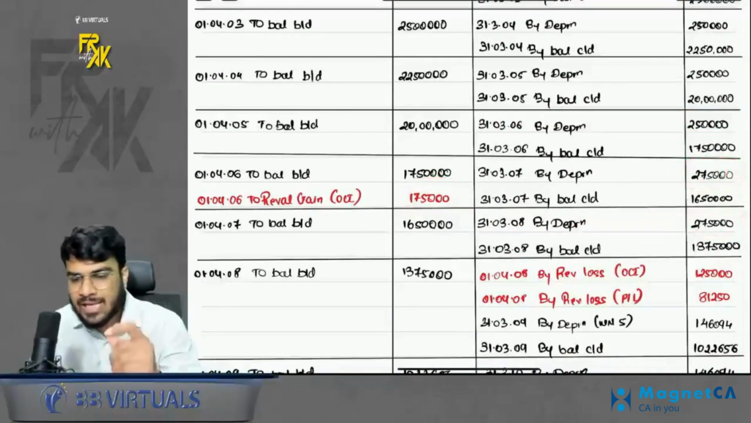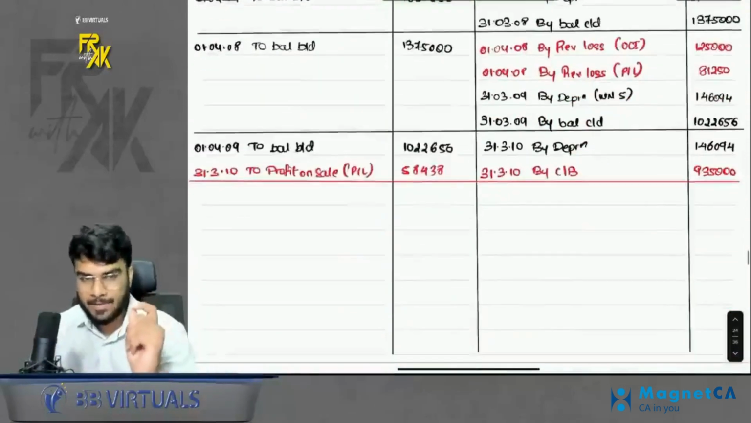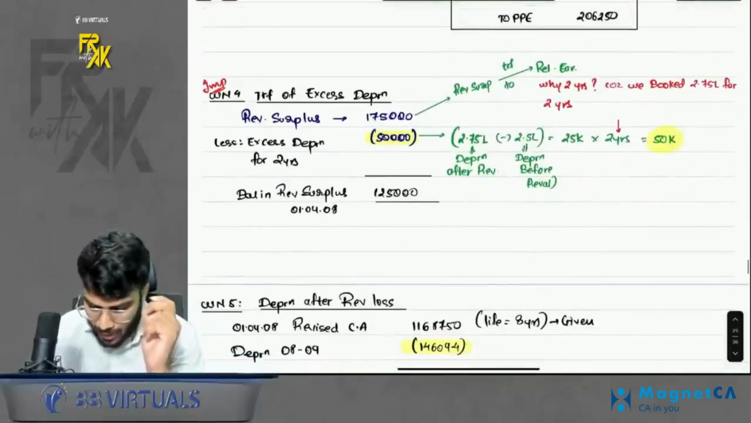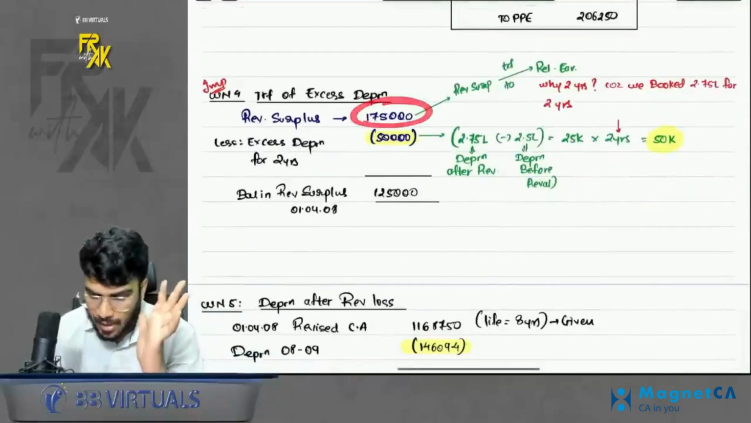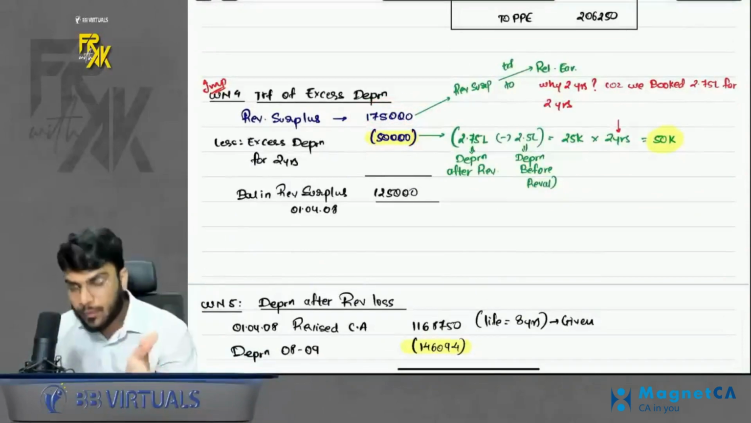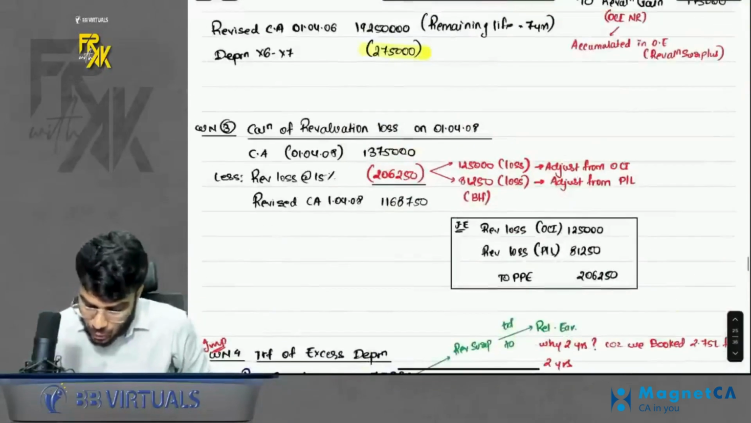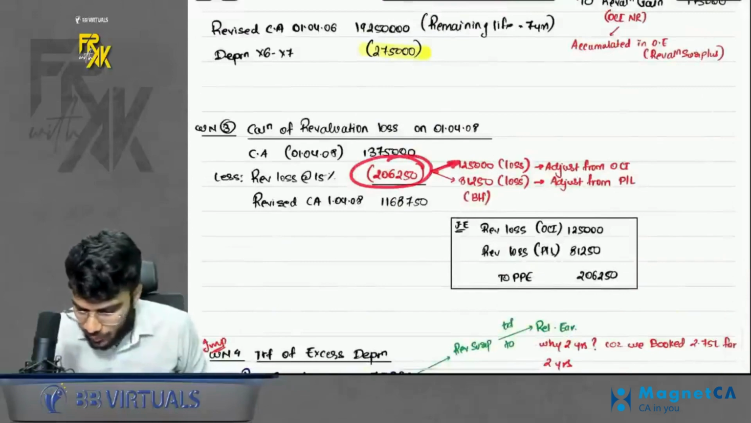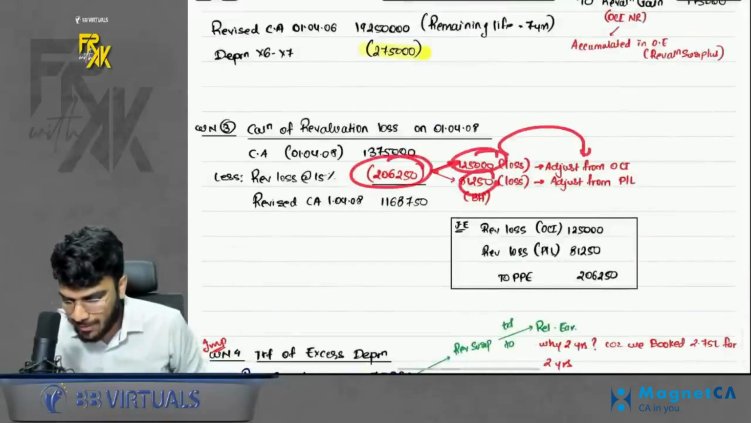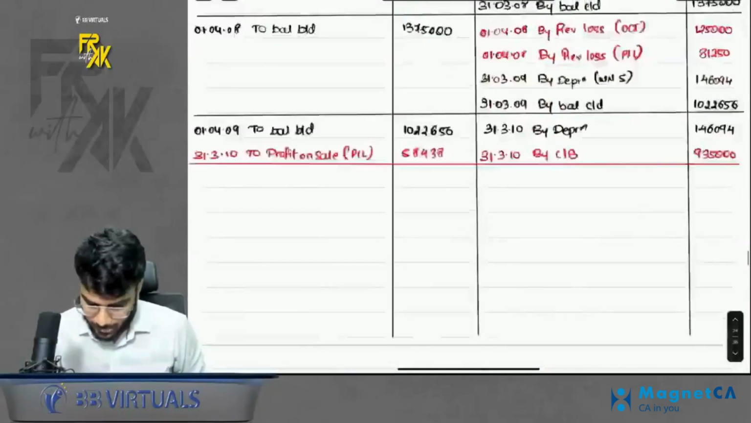That means it charged 25,000 per annum excess depreciation for 2 years, right? So out of 1,75,000 surplus, 50,000 was already transferred to retained earnings. That means in surplus you have only 1,25,000. So out of the total loss, only 1,25,000 will be adjusted from OCI. Balance loss will be adjusted from profit and loss.